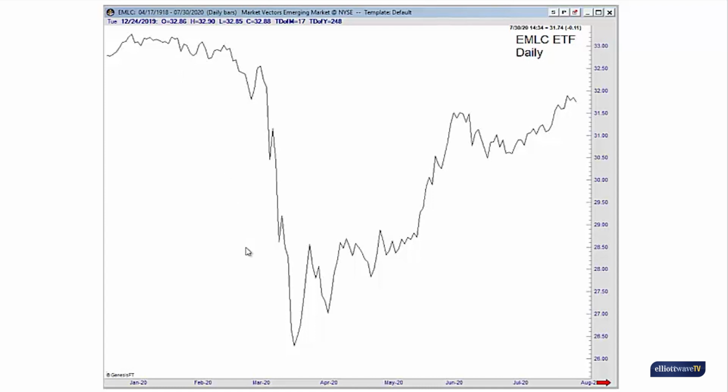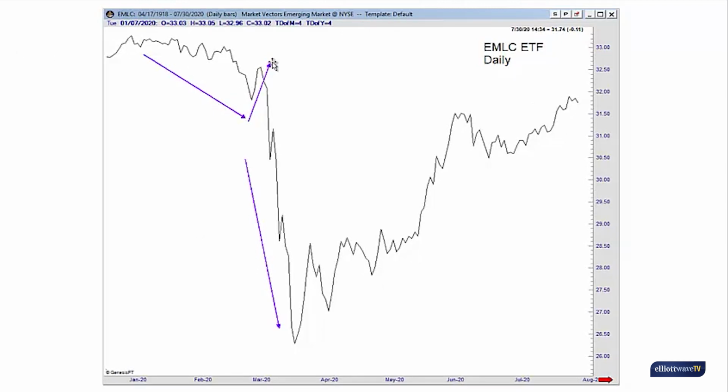So here's a chart of EMLC on a daily basis. And one of the things that stands out quite simply is significant volatility. Now, when you look from the peak, you can see one leg to the downside, a small bounce, and then a 5-wave decline. So to us, we labeled that as a 3-wave decline, as you can see on the following chart. Here, here, and here.